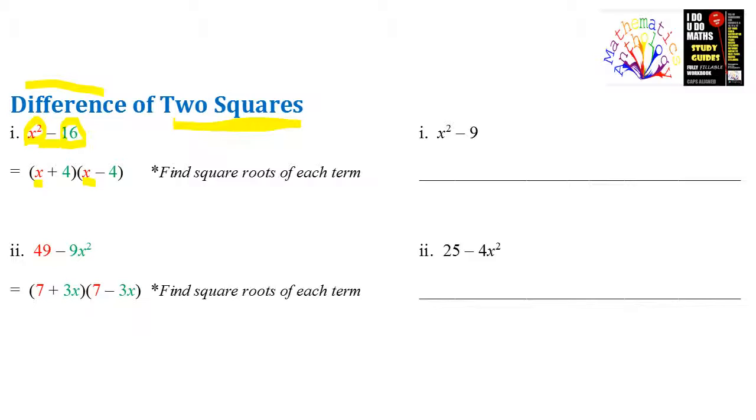I know that 16, the square root of 16 is 4. So I'm going to put 4 in my first bracket, 4 in my second bracket. And I know that 4 times 4 will give me 16.